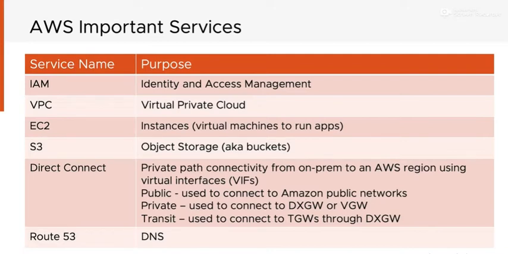There's a public VIF. This is used to connect to Amazon public networks. Amazon will advertise all of their public IP space at you, so you see a few thousand routes. There's a private VIF. This is used to connect directly to a Direct Connect gateway or a VGW, and we'll get into what those are. And then there's a transit VIF, which is the newest type of VIF, which is used to connect to transit gateways through a Direct Connect gateway. And Route 53 is a cloud-scale DNS solution providing both public and private DNS resolution.